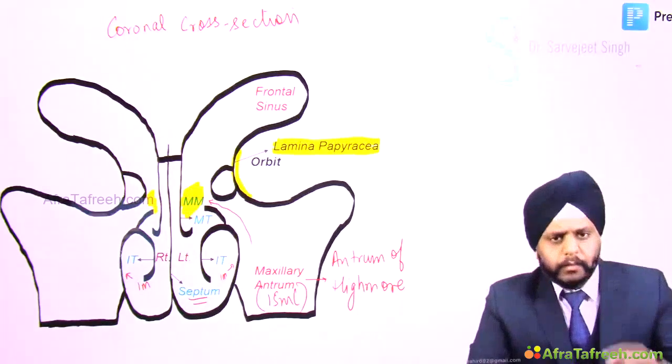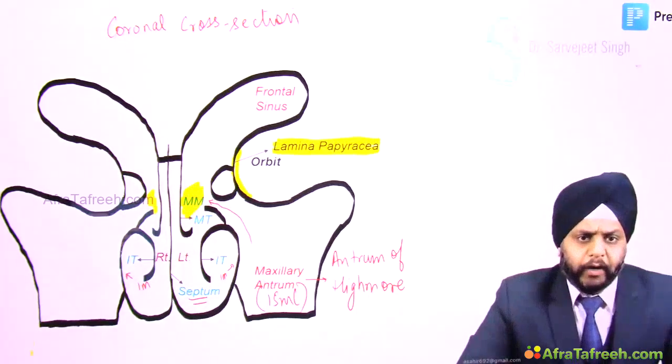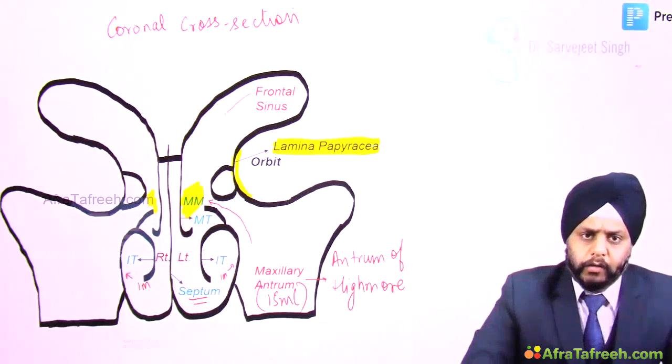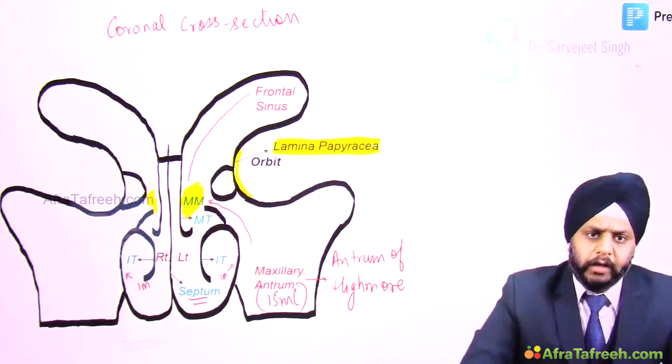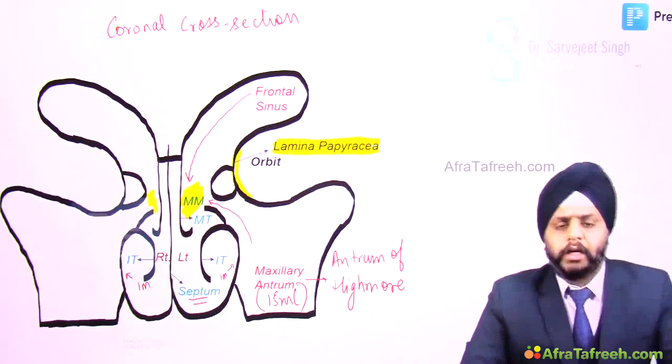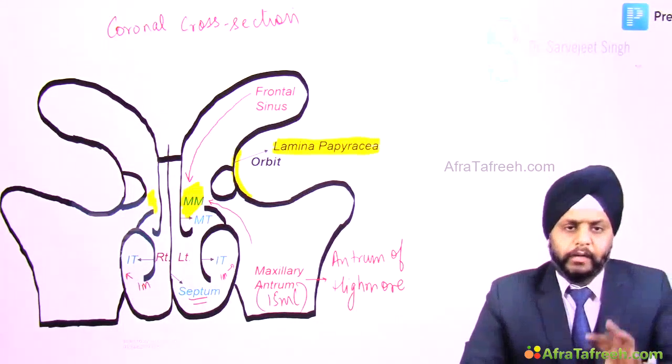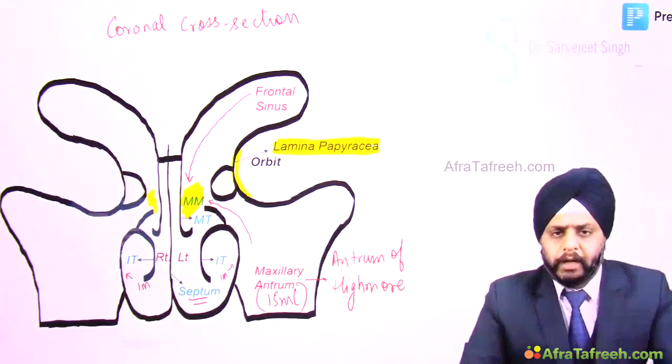Now where does the frontal sinus drain? Where is the frontal sinus draining? Once again, you can see that the frontal sinus is also draining into the middle meatus. So the frontal sinus is draining in the middle meatus.